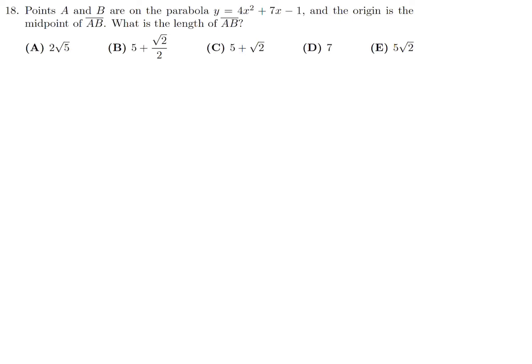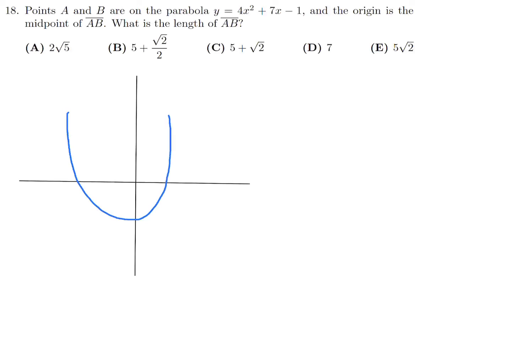Points A and B are on the parabola y = 4x^2 + 7x - 1, and the origin is the midpoint of AB. What is the length of AB? So we've got this parabola, and I don't really know what the parabola looks like, so I'm just going to draw a very rough sketch here. Maybe something like this, okay?